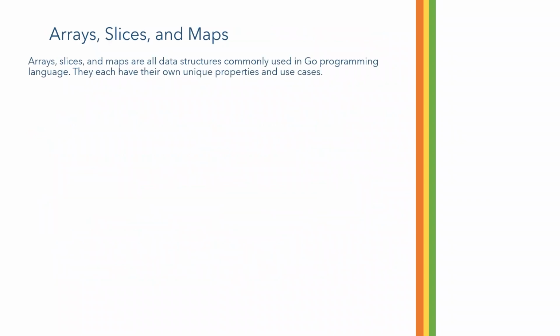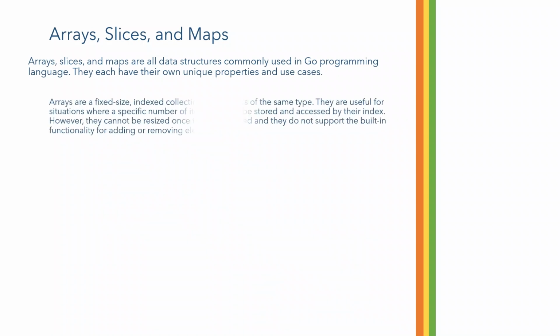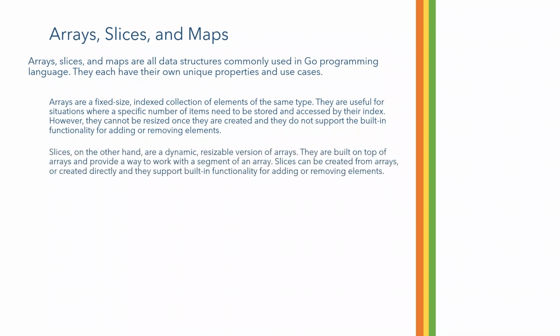Arrays, slices, and maps are all data structures commonly used in the Go programming language. They each have their own unique properties and use cases. As we discussed, arrays are fixed size, indexed collections of elements of the same type. They are useful for situations where a specific number of items need to be stored and accessed by their index. However, they cannot be resized once they are created, and they do not support built-in functionality for adding or removing elements.